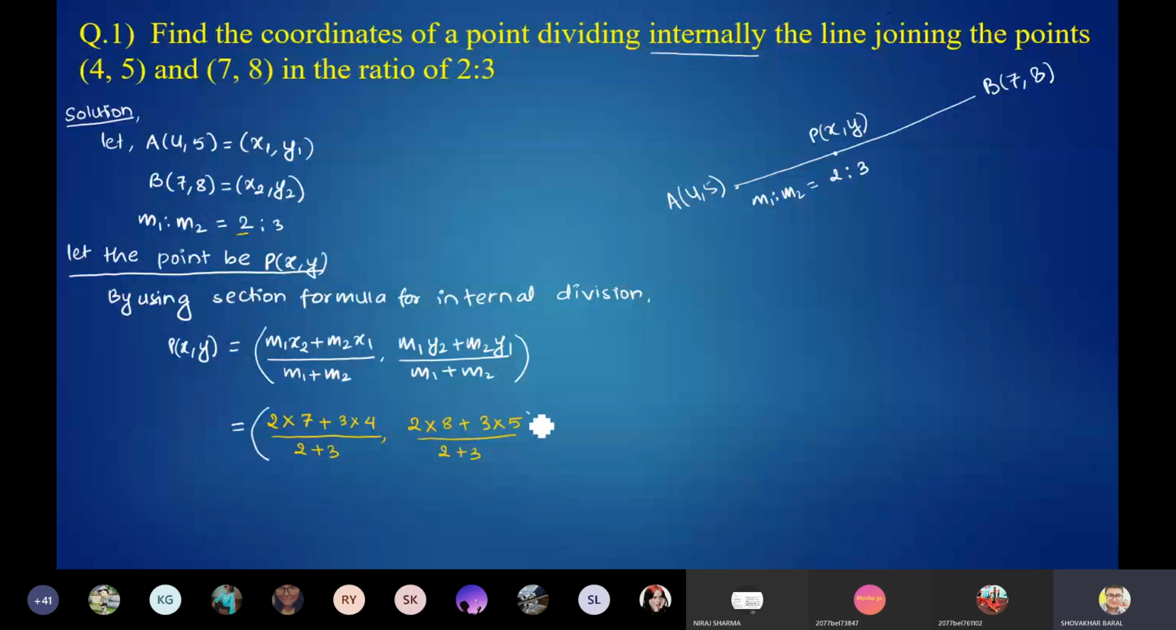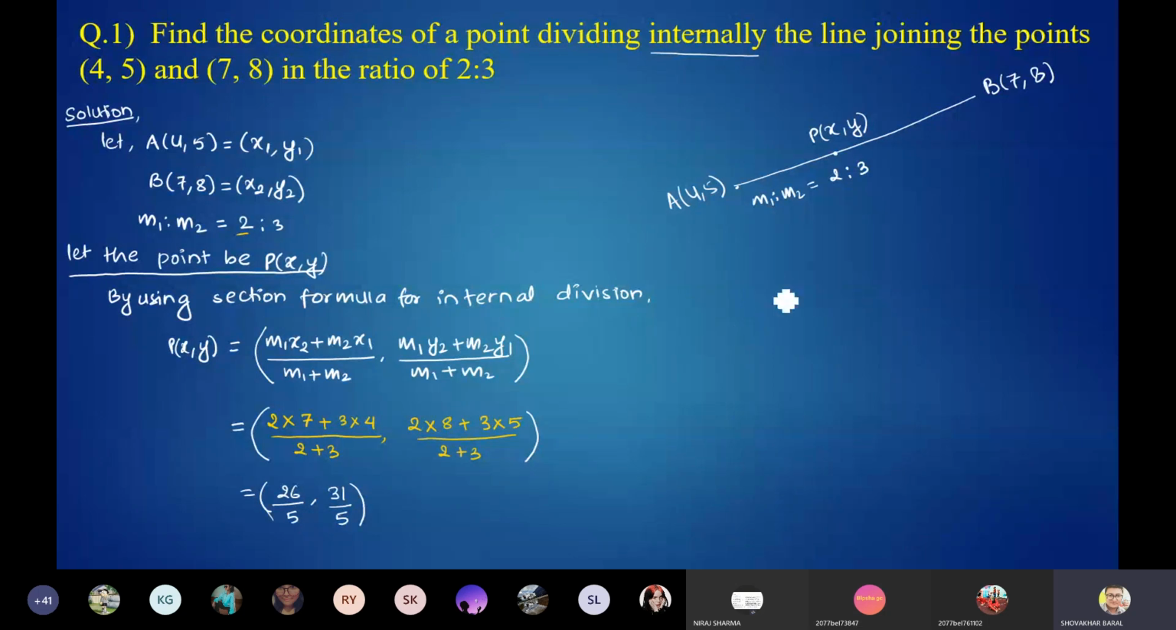Okay, so please simplify it further. It will be 14 plus 12. 14 plus 12 is 26 divided by 5, comma 2 times 8 is 16, 16 plus 15 is 31. Please correct me if I am wrong. Upon 5. Okay, this is the coordinate. Sometimes it may be a fraction, negative, or 0, but a few such points will come there. You don't need to worry.